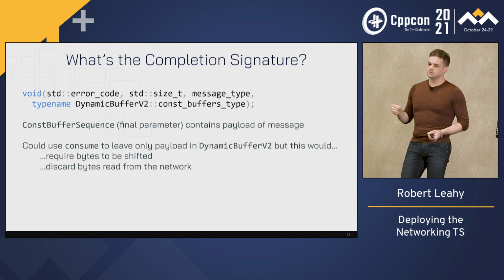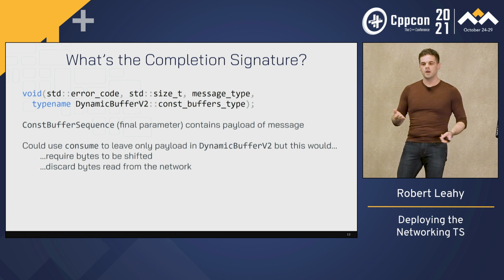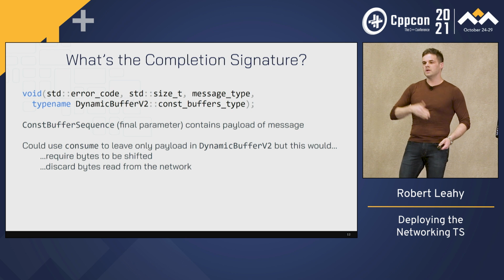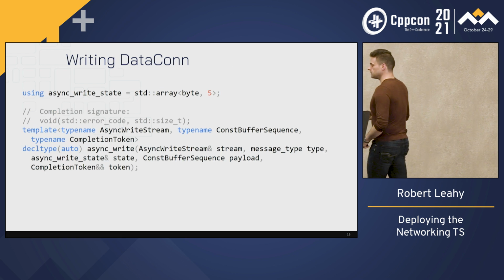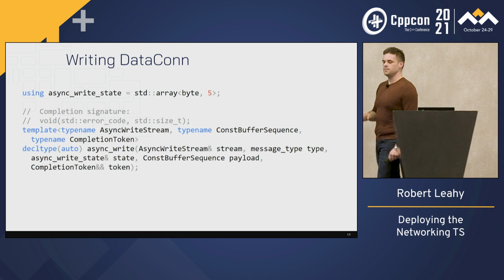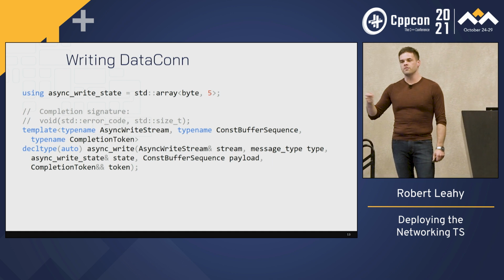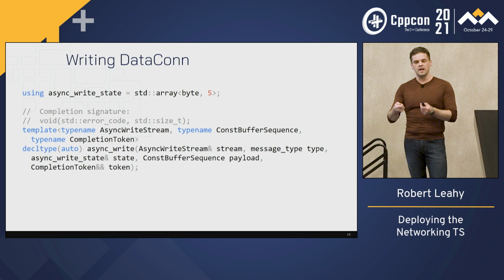But this design, this low-level function, is only half of the equation. Because it only lets us read datacon, it doesn't let us write it. And so to write datacon, I have a type alias async write state for an array of 5 bytes, somewhere to prepare the header so I can pass a pointer thereto to the operating system to transfer it.